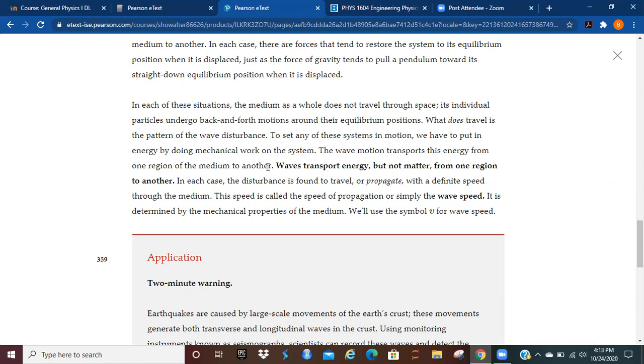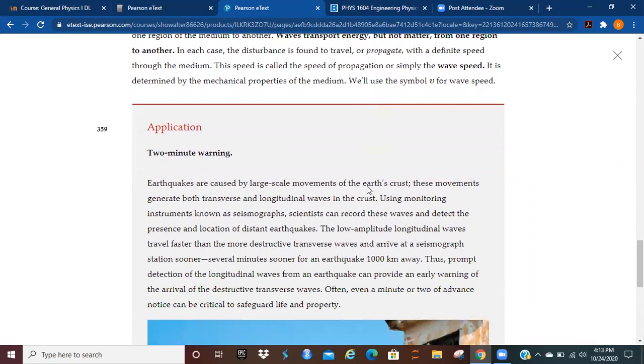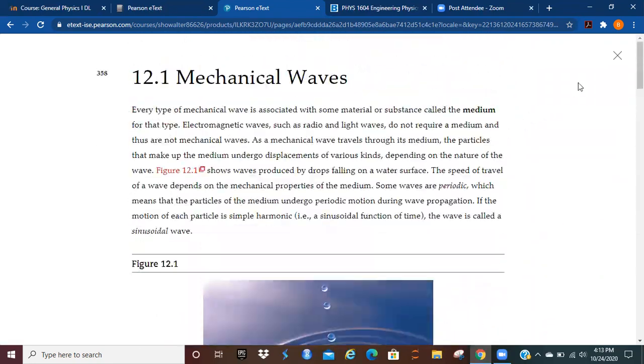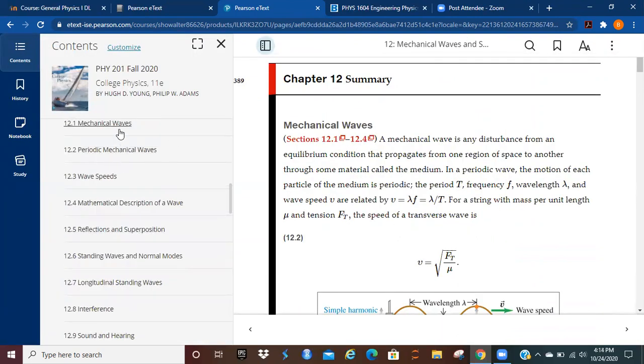And you can see that because the particles don't really have a lot of total or net movement in one direction or the other, but the energy does. So the disturbance is found to propagate with a definite speed through the medium. The speed is called the speed of propagation, or just simply the wave speed. So that's section 12.1. Now let's take a look at section 12.2.